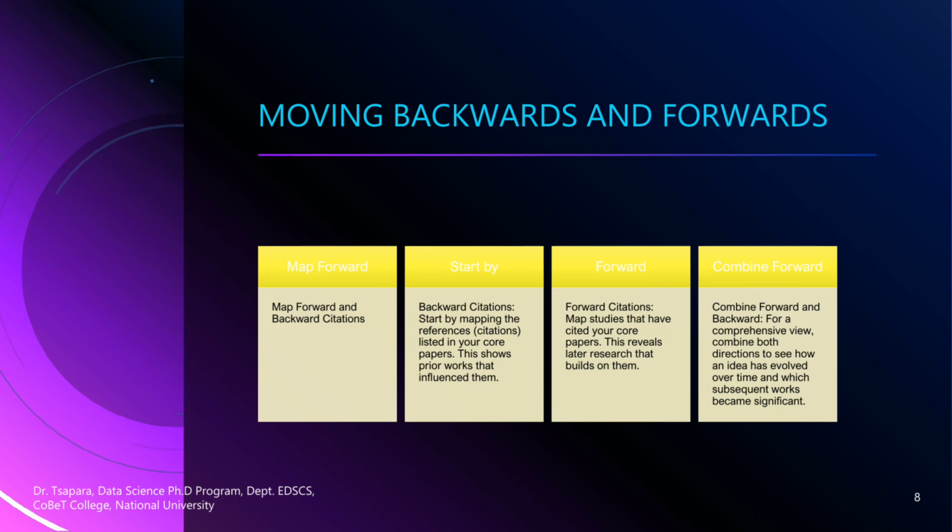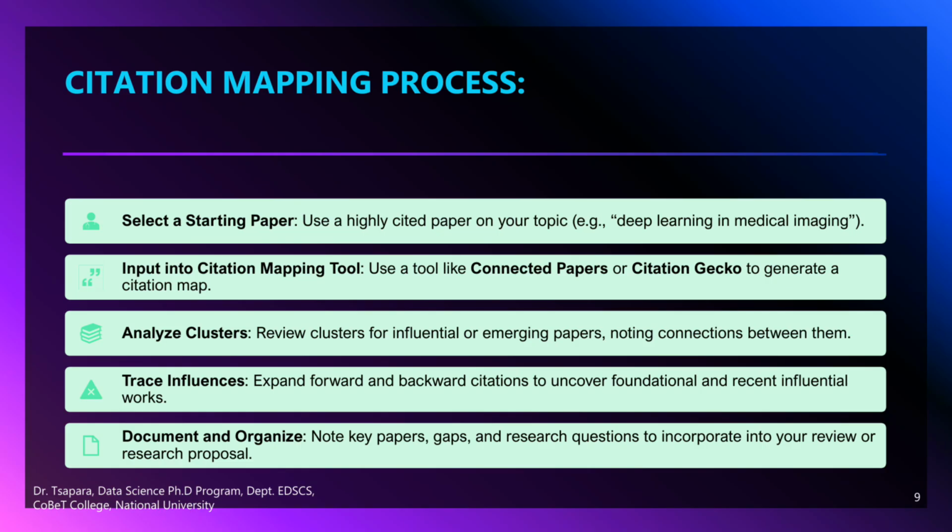This dual approach is essential for identifying pivotal studies, recognizing emerging directions, and situating your own research within the broader scholarly dialogue. Let's walk through the citation mapping process step by step. First, select a starting paper, ideally one that is highly cited and central to your topic. For instance, if your focus is on deep learning and medical imaging, start with a well-regarded paper in that space.